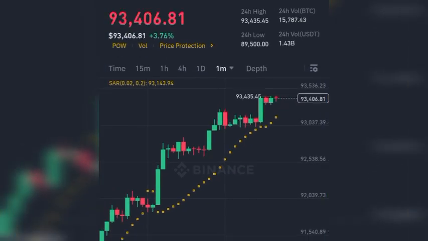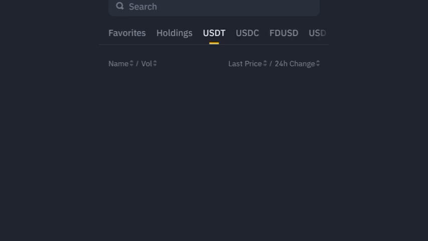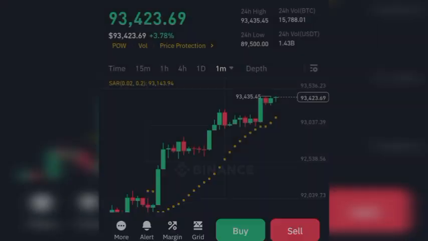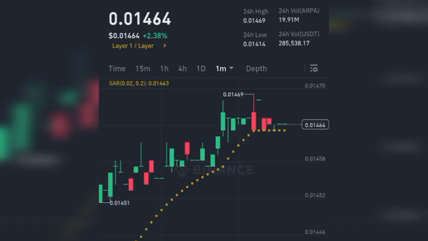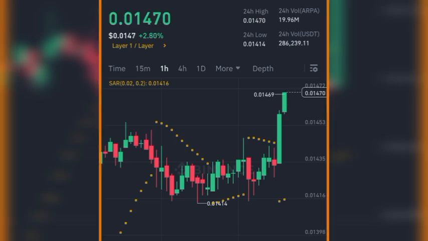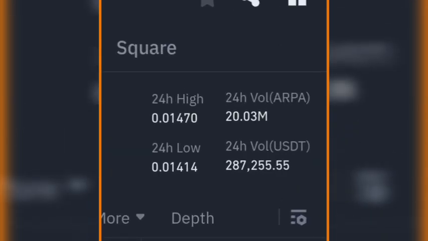Let's go and check another one. Let's check ARPA USDT. Let's even see what is the volume. What is the liquidity? Let me go back to my 1 hour time frame. I mean, this is not a bad coin though, it's just that the volatility and the velocity is not that much. But let's check on, what is this? 287,255. Not bad. Not bad.